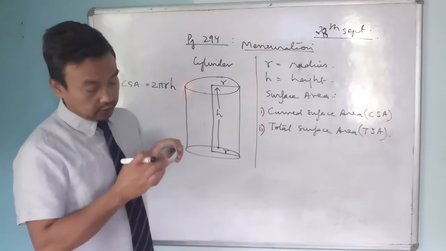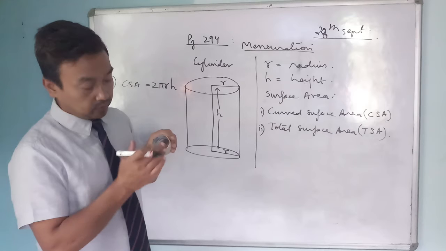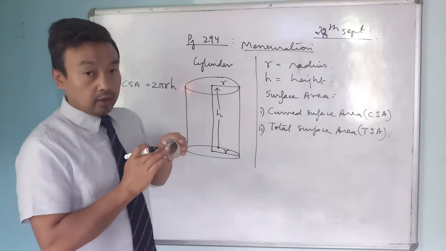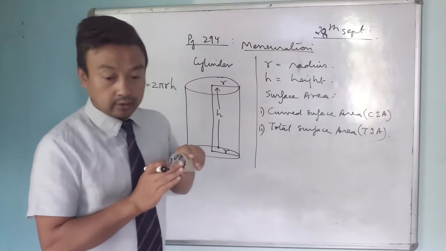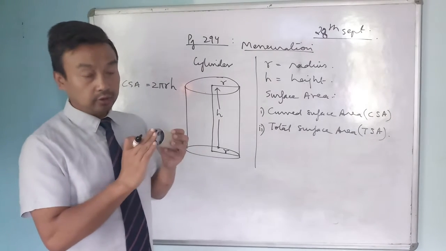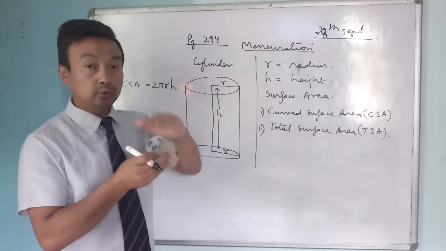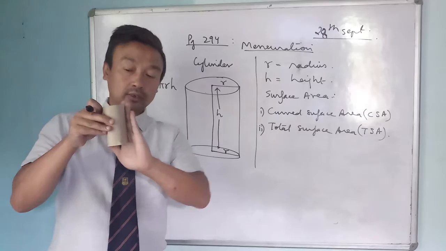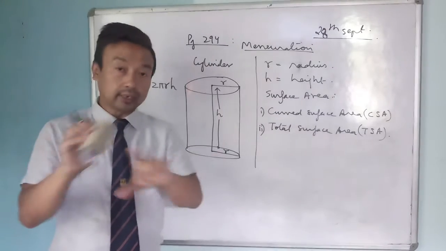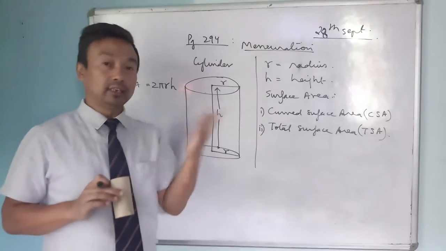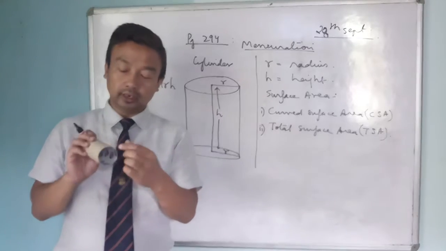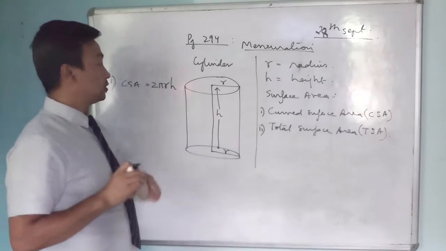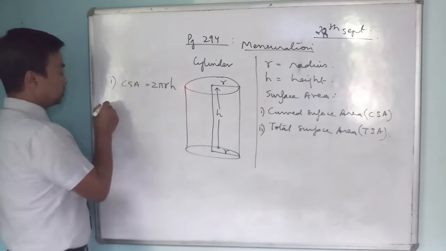If you see that this is one circular face, here you have a circle, and the area of the circle is pi r square. Here also you have got another circle, so you have got two circles in a cylinder. And when this surface is flattened out, it looks like a rectangle, and the area of the rectangle is length into breadth. I am not going into detail because it has already been discussed. You only need to remember that the curved surface area is 2 pi RH.